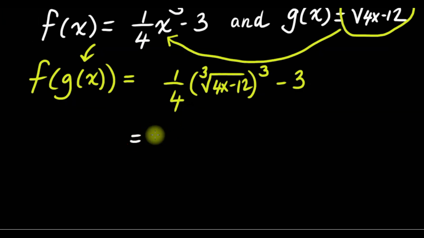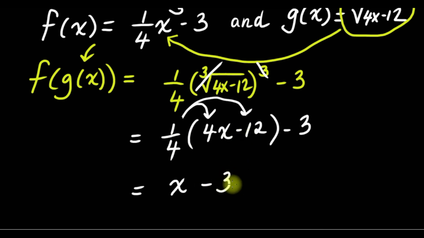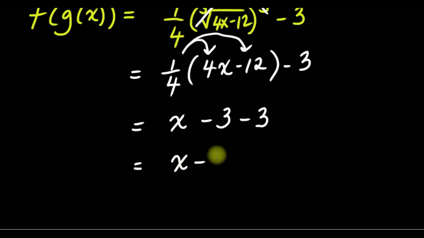Okay, now we're going to simplify it. So the cube eliminates the cube root here. So those are gone, right? So we'll have 1 over 4. Now since the cube eliminates the cube root, you're left with just 4x minus 12. And then minus 3. Okay, and then distribute the 1/4. So you get 4 over 4x, which is x. And then 1 over 4 times negative 12 is negative 3. And then bring down the other negative 3. Turns out to be x minus 6. See it? Minus 3 take away 3 is minus 6.